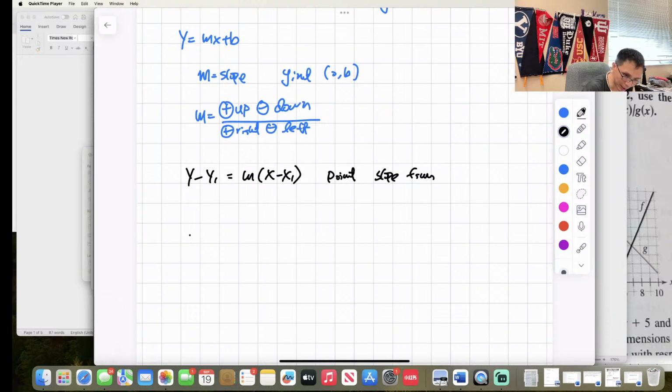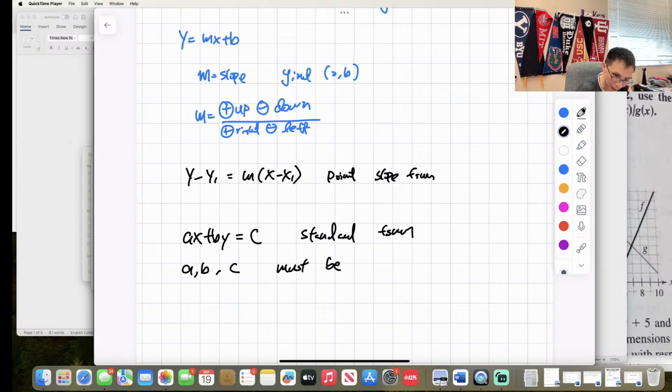Okay, the last one is ax plus by is equal to c, which is the standard form. And a, b, and c must be integers.